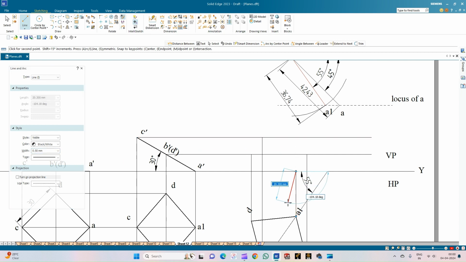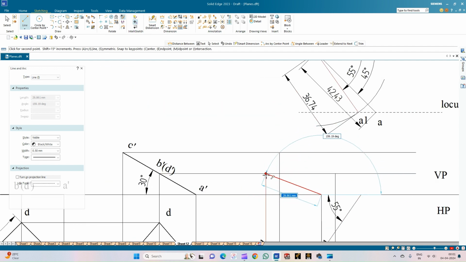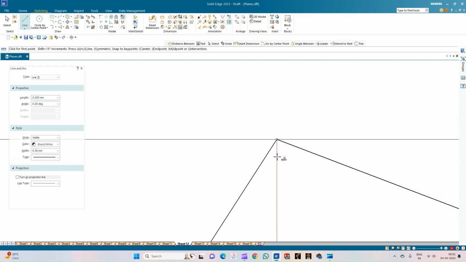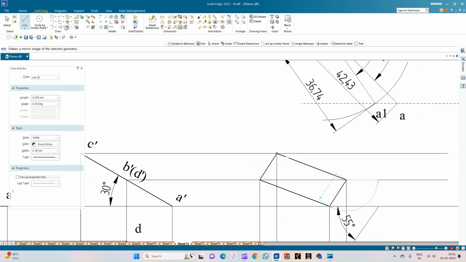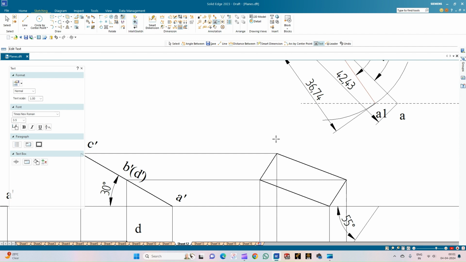So it is A, it is resting on one of its corner A, and then from A to B. So A to B and A to D is also there. So A to D, so the end point of this line, then D to C, then C to B, and then from B to A. So ensure that it is all the point of intersection of these lines. Use the trim option and trim the unnecessary projection lines, and then annotate the front view of the square plane.